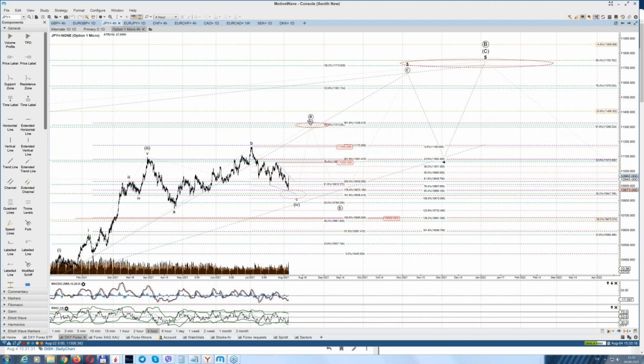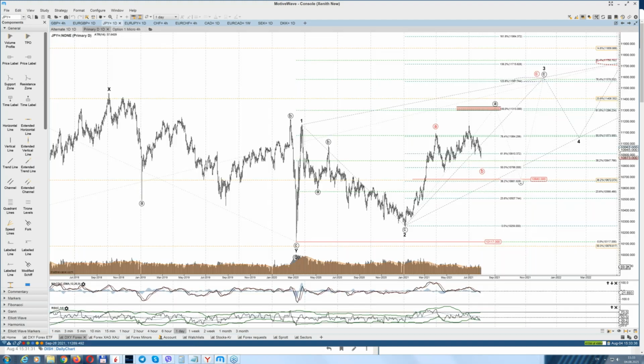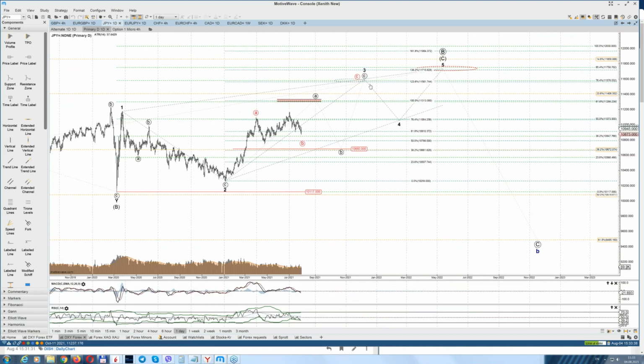11,313 is the ideal target for the wave 5 of the circle A. Only in the case we break below 10,680, this count of a large degree gets questioned. Otherwise, this is my next target, and potential extension is 11,560. This red C wave.